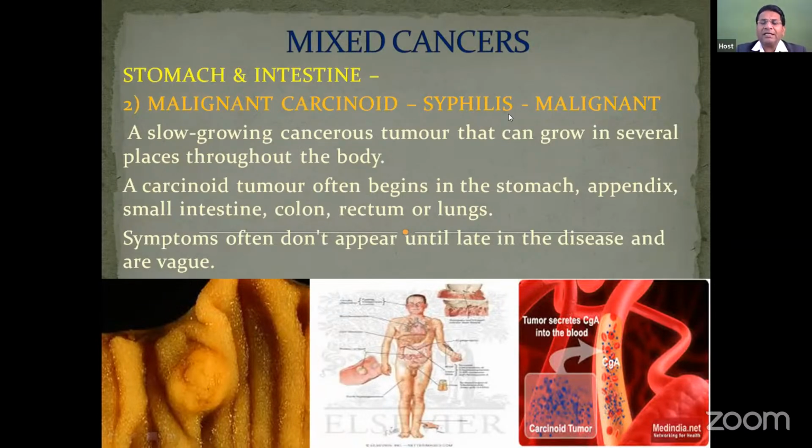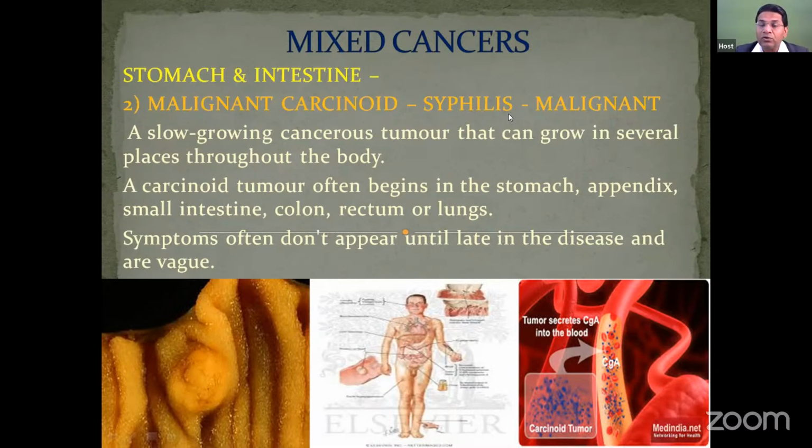So malignant carcinoid, it is psychotic, malignant. A slow growing cancerous tumor that can grow in several places throughout the body. A carcinoid tumor often begins in the stomach, appendix, small intestine, colon, rectum and lungs.